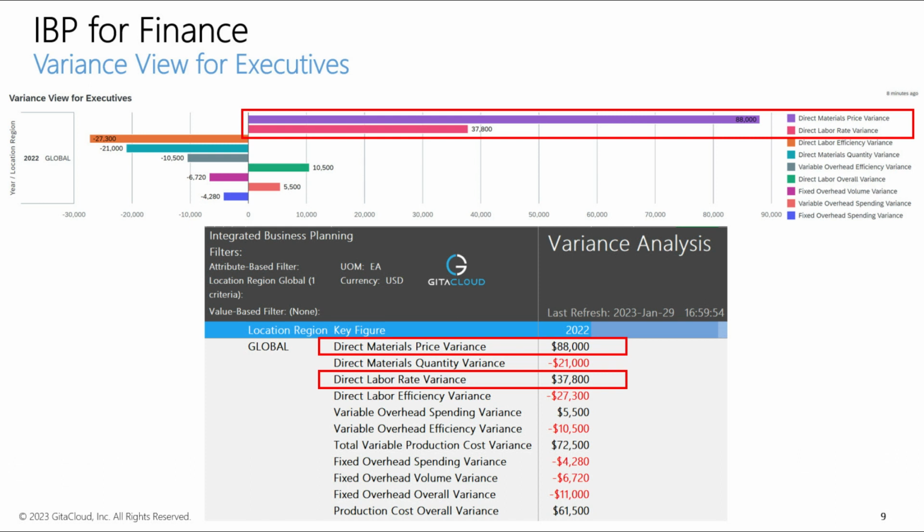See a management view of all the variances. Not all unfavorable variances are significant or worthy of management's attention. In this example, direct materials price variance $88,000 is significant. Direct labor rate variance $37,800 is also worth investigating. Next we will discuss how to manage by exception by identifying significant variances.